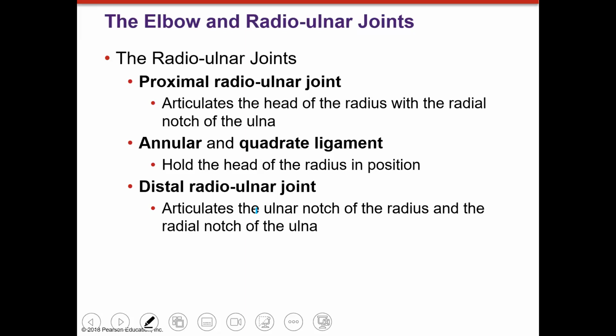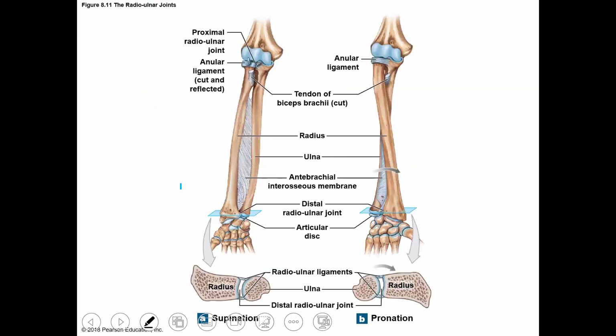It's the radius and ulna, the radio-ulnar joint. We have a proximal end, which is in proximity to or closer to the midline of the body, and then distal is further away. You can take a look here. There is a big interosseous membrane here, a lot of connective tissue between the radius and the ulna.